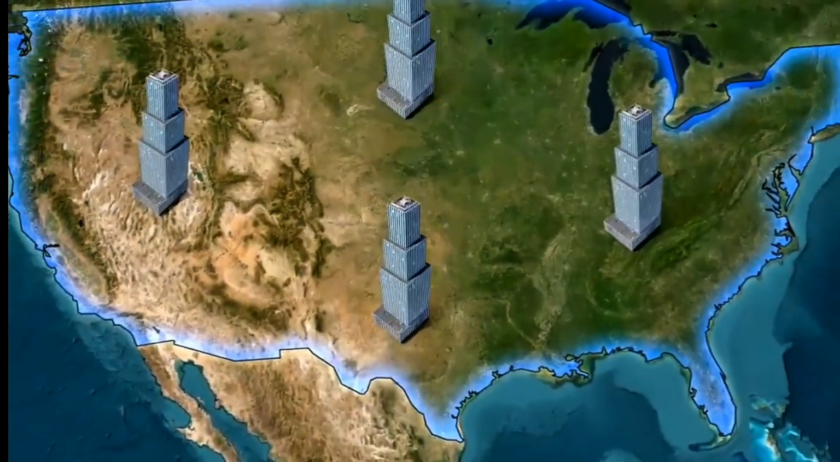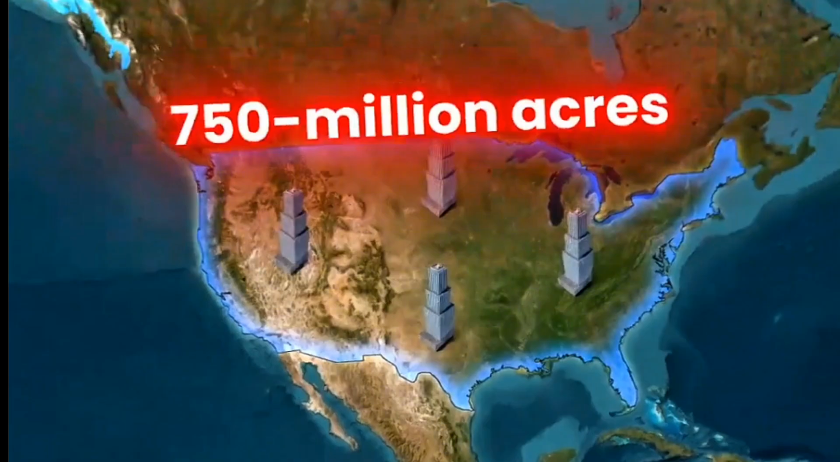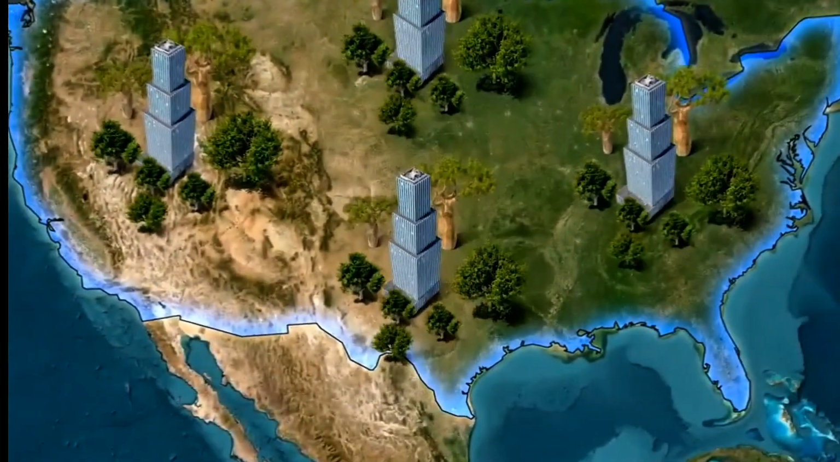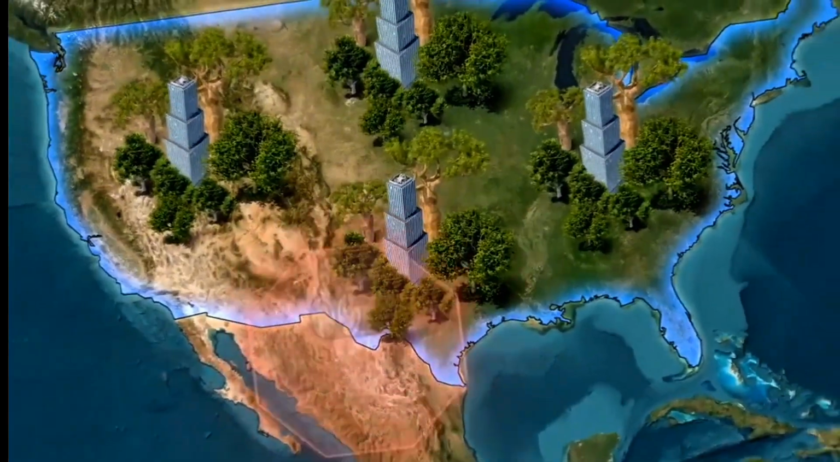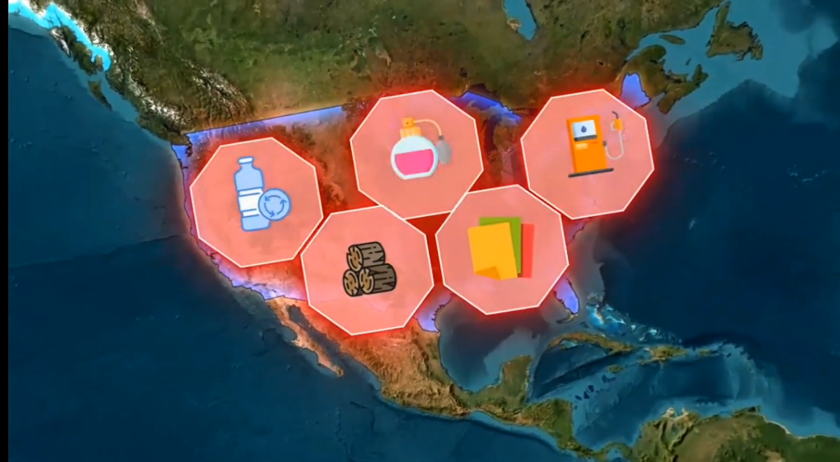But America's wealth is not only beneath the surface. Above ground, the country contains roughly 750 million hectares of forest land. This vast timber reserve represents not only economic value, but also ecological capital, supporting biodiversity, carbon storage, and watershed protection.